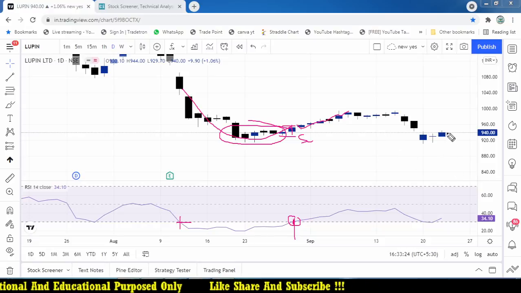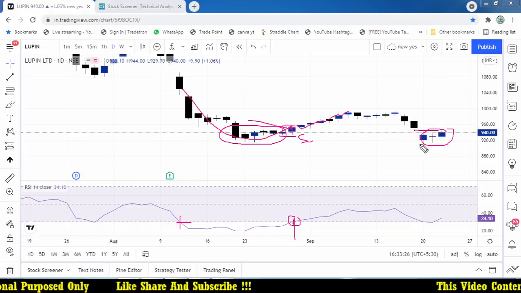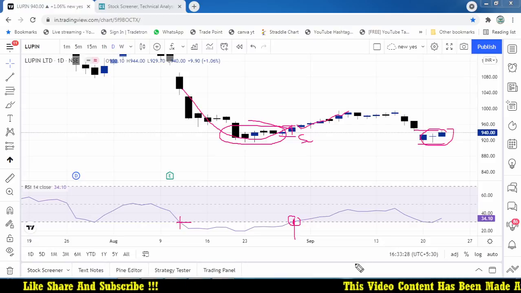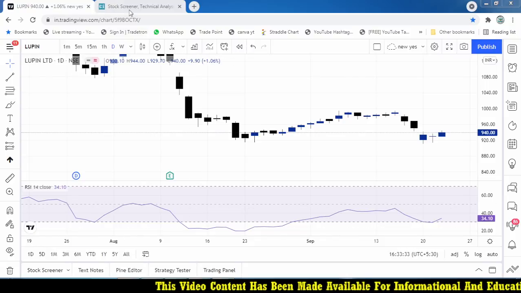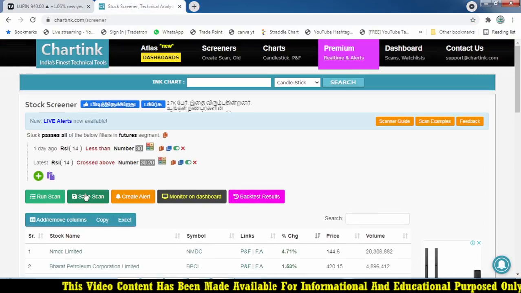Again, another opportunity at this point. So this is the entry point, and this is our stop loss positionally. If intraday, you can try to buy at the same price. I hope you got it. So now it will scan. Now we can save the RSI crossover.